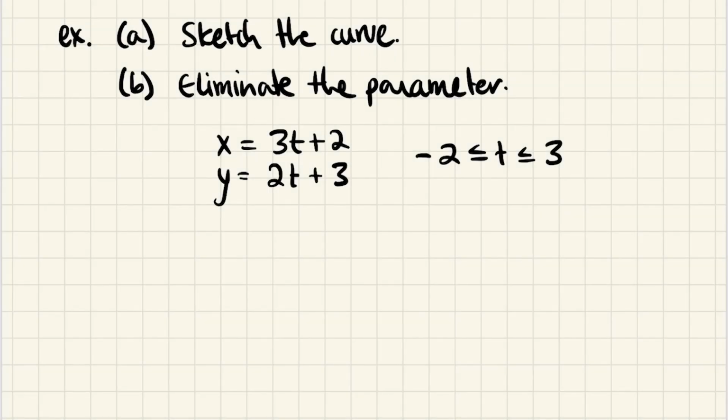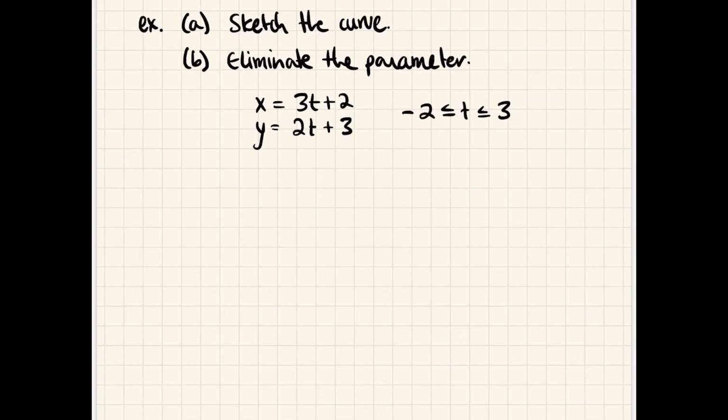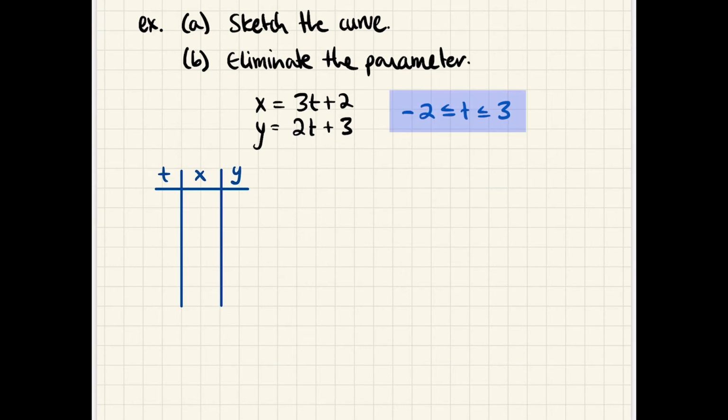All right, so here we're going to sketch a curve and then eliminate the parameter. We're given bounds on t. So that means this is just going to be some segment of a curve, not an infinite long curve in both directions like the last one. All right, well, let's make a table of values. Because we're given specific bounds, let's just put those in directly: -2, -1, 0, 1, 2, and 3. Okay, so plugging those t values into the set of parametric equations will give the following results.